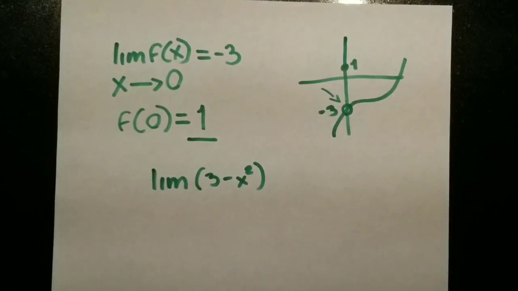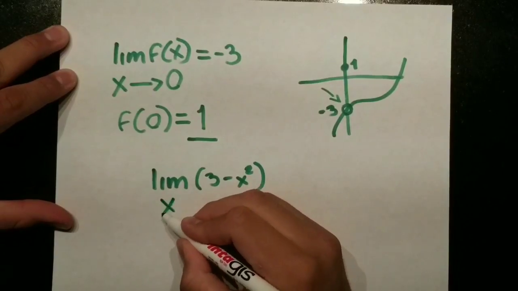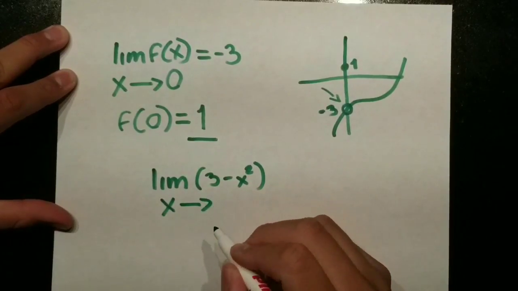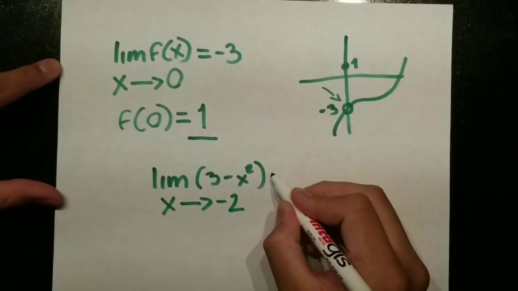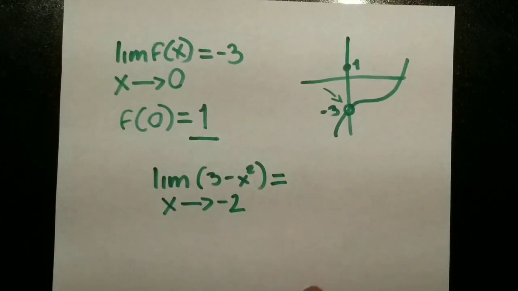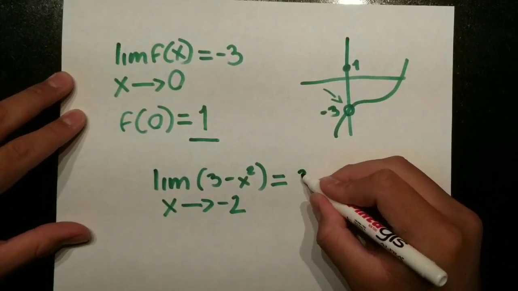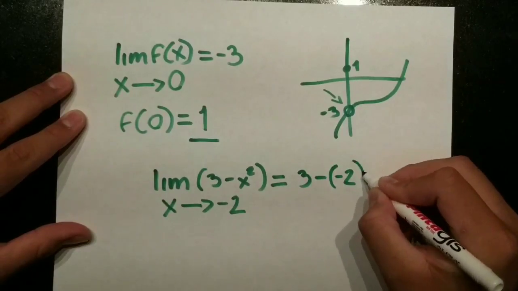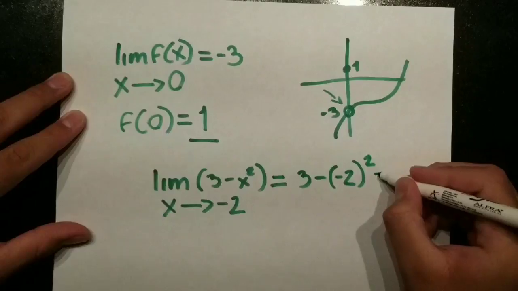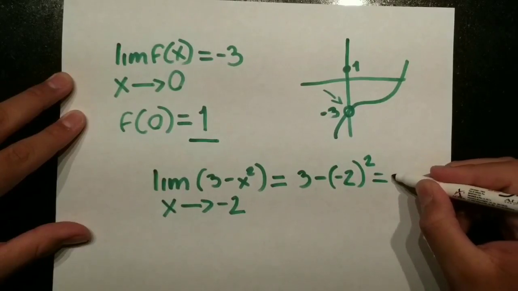Well, here we have the limit of 3 minus x squared as x approaches minus 2. As shown previously, what we have to do is substitute the approximation of x, that is minus 2, in the equation 3 minus x squared. Our result will be minus 1.